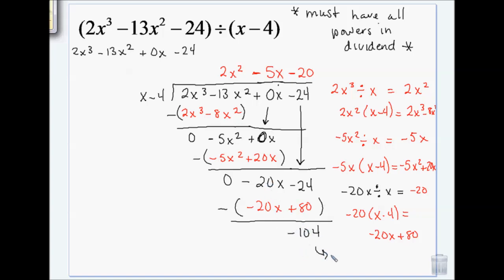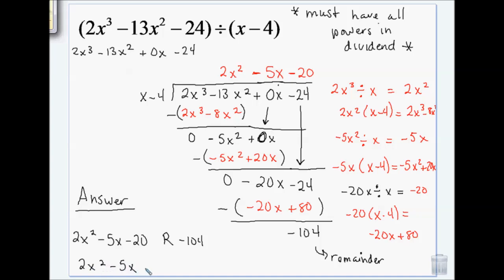These will cancel out, and now I'm going to have a remainder, right? Because I have nothing else to bring down. So my answer is going to be 2x squared minus 5x minus 20. And you can either say remainder negative 104, or more properly, we make it a fraction with this as my denominator.